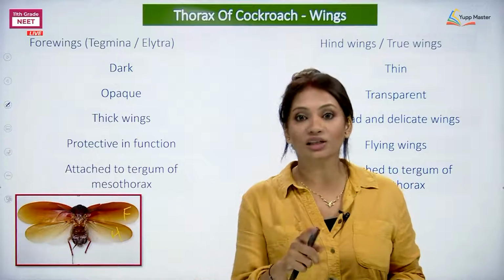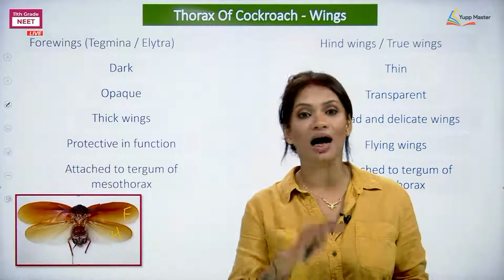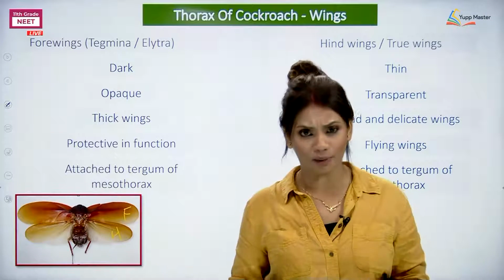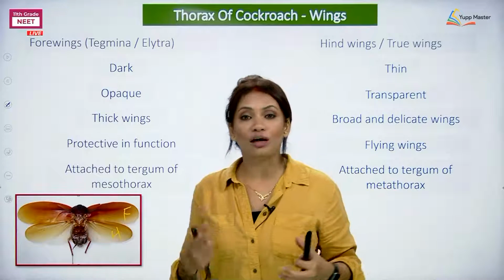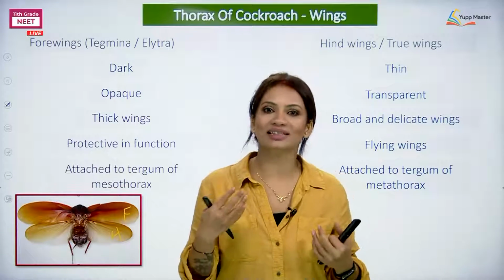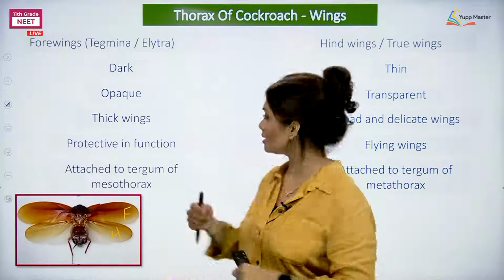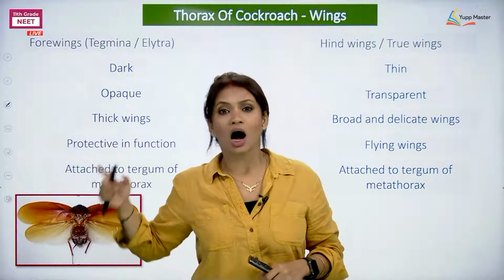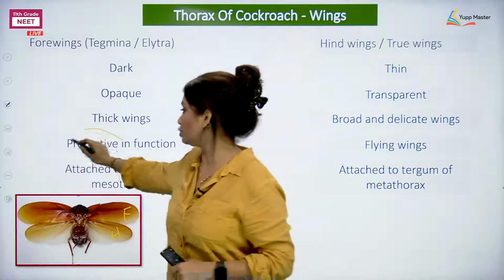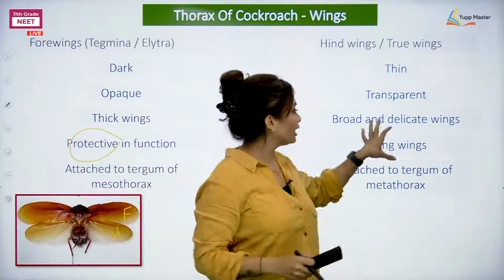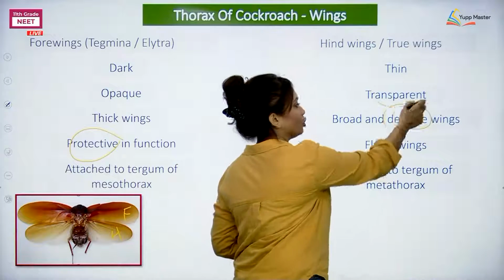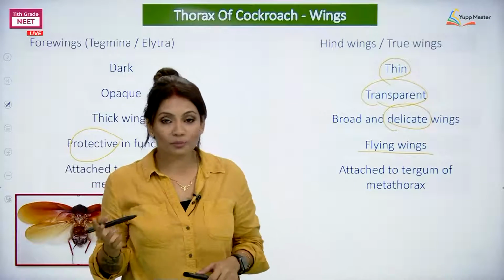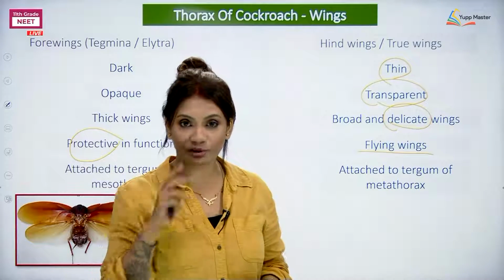Now out of these, which are the ones used for flying? These are the hind wings. The ones used only for protection would be the forewings. Remember, for flying, the structure needs to be thin, it needs to be delicate, only then it can fly. And that is why these wings, which are thick and dark and opaque, are going to do the work of protection, whereas the ones which are thin and broad and delicate are going to do the work of flying. Alright, I hope that makes the differentiation between the two clear.